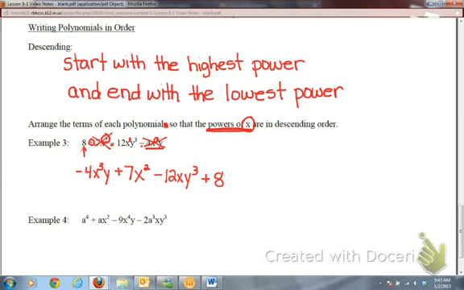Okay, example 4. Remember, you're looking at the x. So this first one doesn't have an x, so it'll actually go at the end. And then our other ones, we have a power of 2, a power of 4, and this one has a power of 1. So we want to start with the highest, which is that power of 4. That term has a minus sign in front of it. So remember to put minus or negative 9x to the fourth y. If it had a plus sign, you wouldn't put anything in front of it. You just leave it positive.